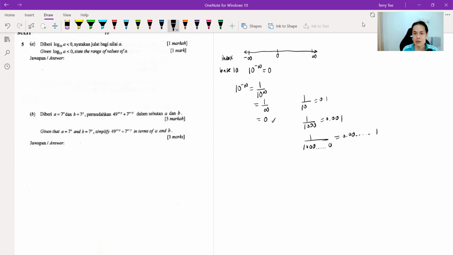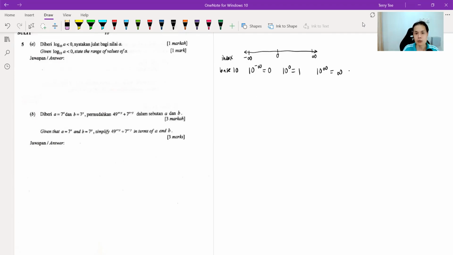All right. So now, how about 10 power 0? 10 power 0 is 1. And how about 10 power infinity? 10 power infinity is still infinity. So when you write in logarithm form, although it's mathematically not right to write negative infinity or 10 power infinity, if I change from index form to logarithm form, we know that a power x is y. So when you write in logarithm form, we write log base a of y is x.